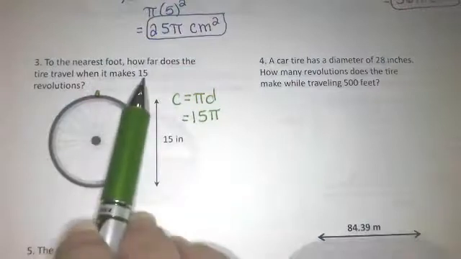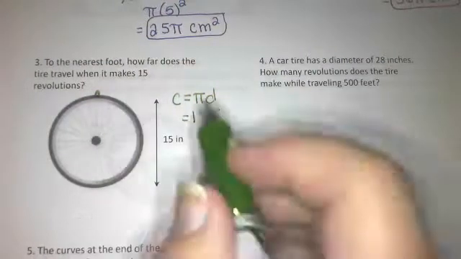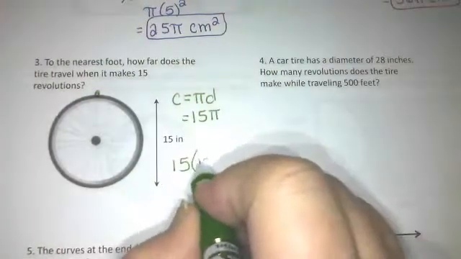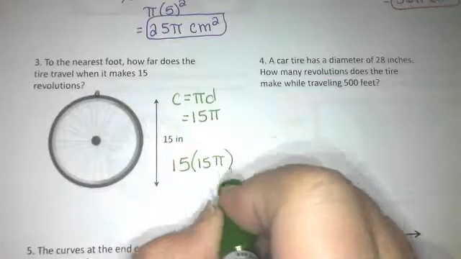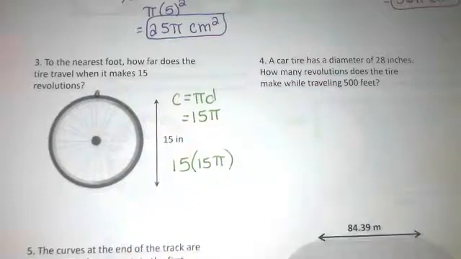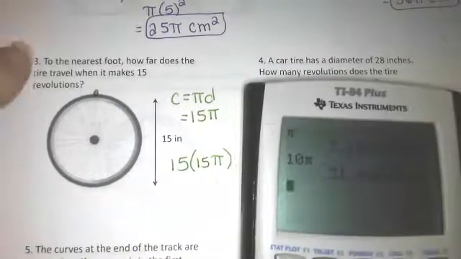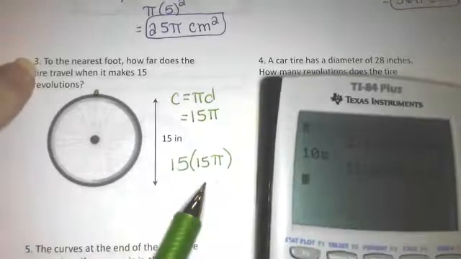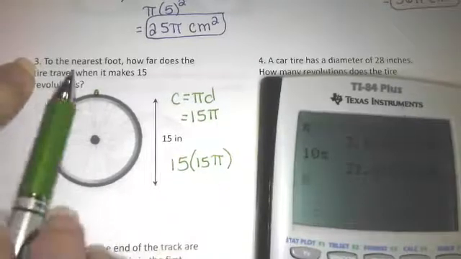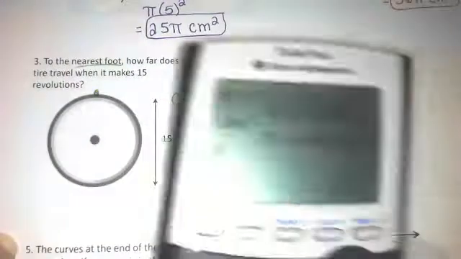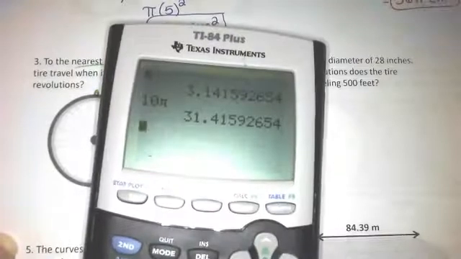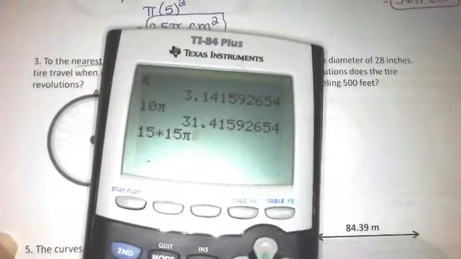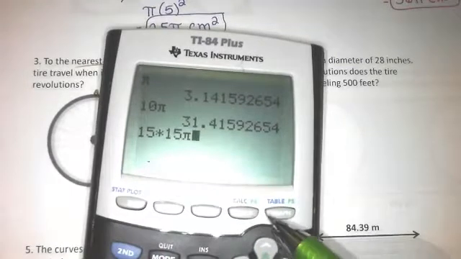And then it's going to make 15 revolutions. So 15 revolutions times 15 pi. I'm going to go ahead and put that in my calculator because it said round off to the nearest foot. So they don't want the pi in the answer because it says round to the nearest foot. So here goes. 15 times 15 pi.